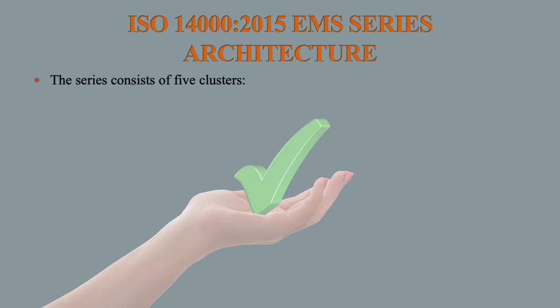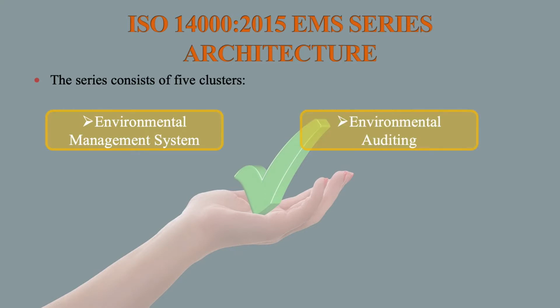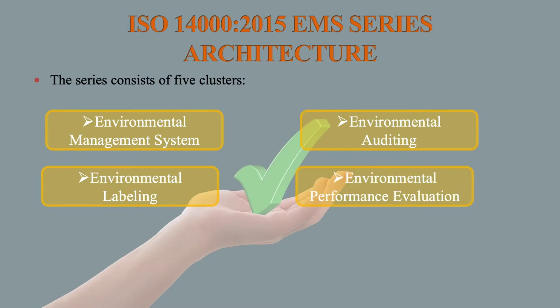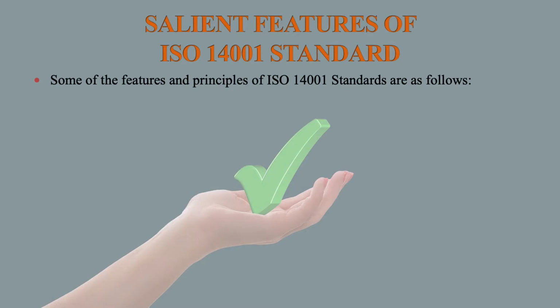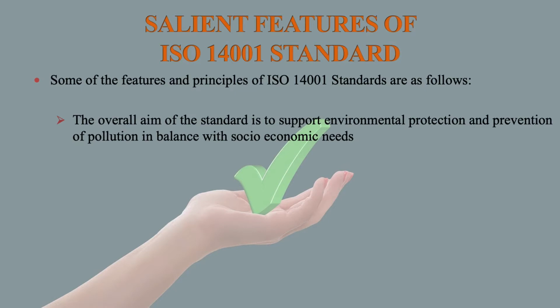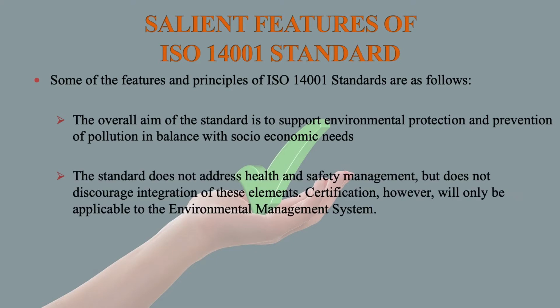These series consist of 5 clusters: Environmental Management System, Environmental Auditing, Environmental Labeling, Environmental Performance Evaluation, and Life Cycle Assessment. Salient features of ISO 14001 standard. Some of the features and principles of ISO 14001 standards are as follows. The overall aim of the standard is to support environmental protection and prevention of pollution in balance with socio-economic needs. The standard does not address health and safety management, but does not discourage integration of these elements. Certification, however, will only be applicable to the environmental management system. These are the salient features.